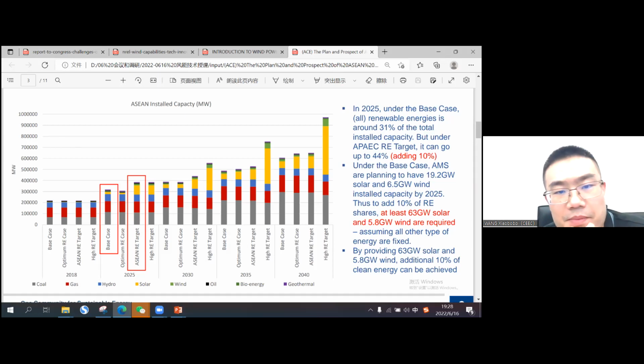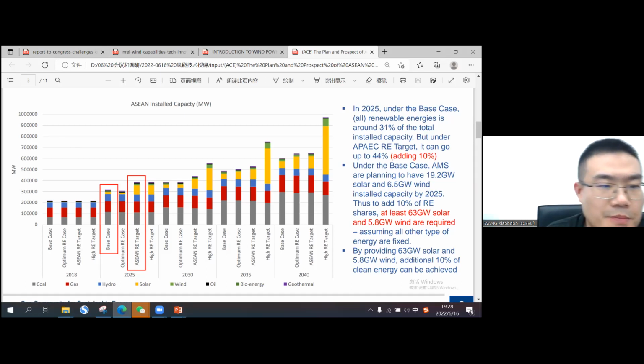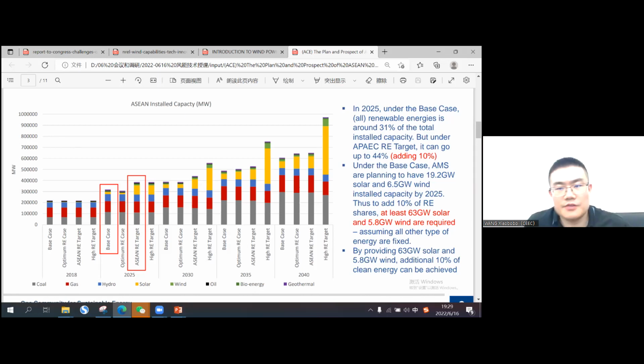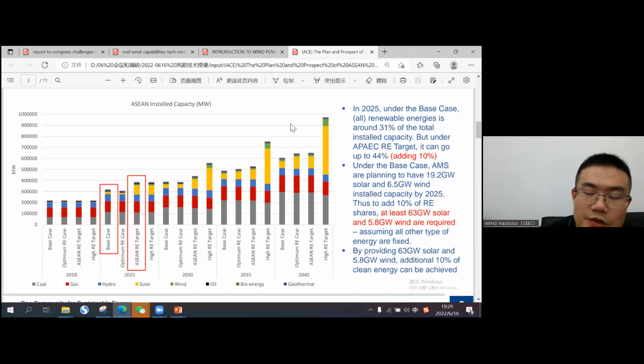Okay, so now I will give you some presentation of the Asian installed capacity of wind power. I think in 2025, under the base case, all the renewable energies is around 21% of the total installed capacity. But under the APEC renewable target, it has 10% more. Under this base case, some new planning schemes and new planning systems have been initiated. As you can see, the base case and the target are different.